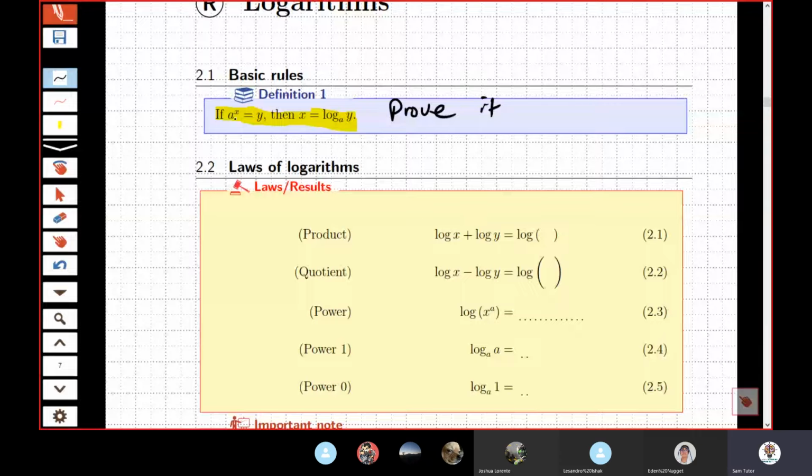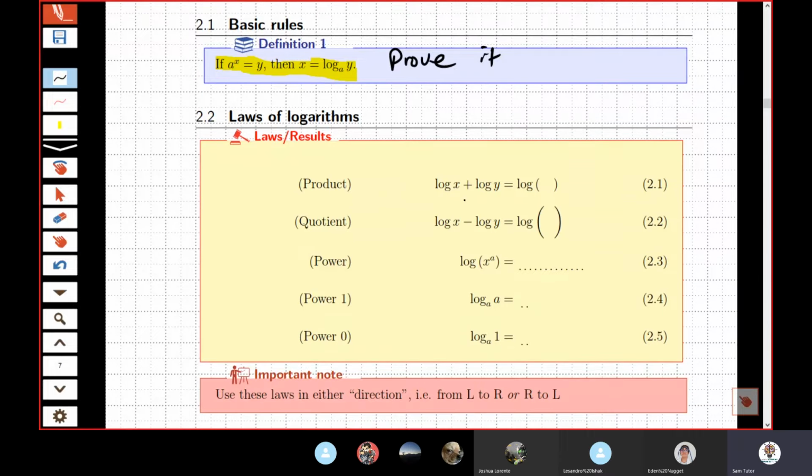So this a to the x equals y becomes x equals log base a of y. You won't see me go from here to here in one line. Your teachers might, so just be careful. We don't do it that way. We do our things by actually understanding what's happening and how to move from here to here.